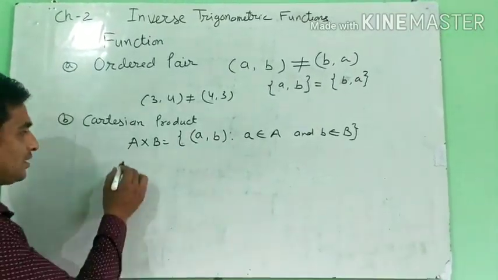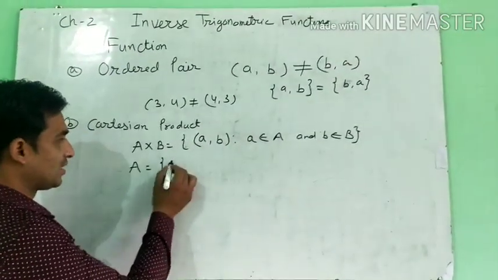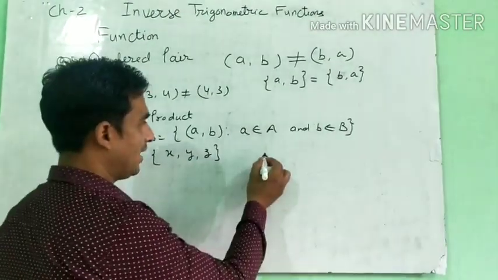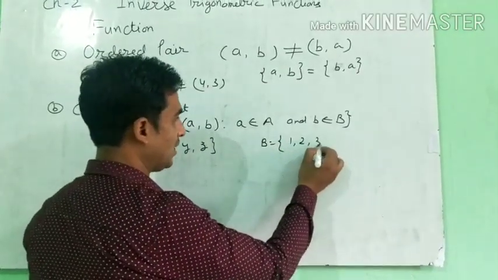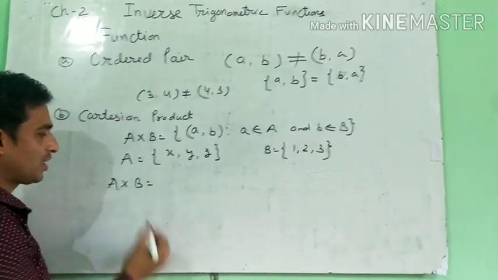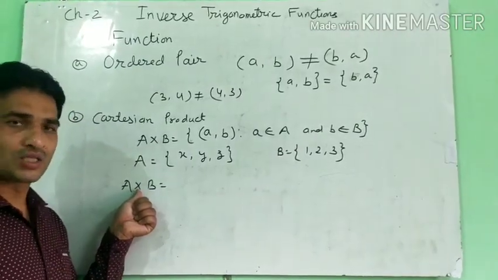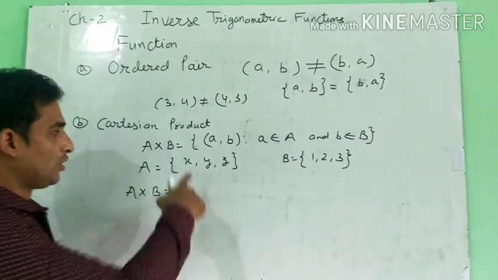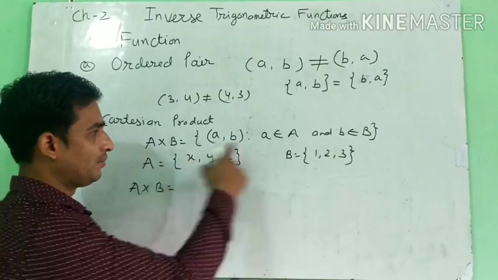For an example, suppose there is a set A which contains three elements, suppose x, y, z, and another set B which contains three elements 1, 2, 3. So what is Cartesian product of A and B? It is read as A cross B. So what is A cross B? To start from first element of first set and pair it with all the elements of the second set.